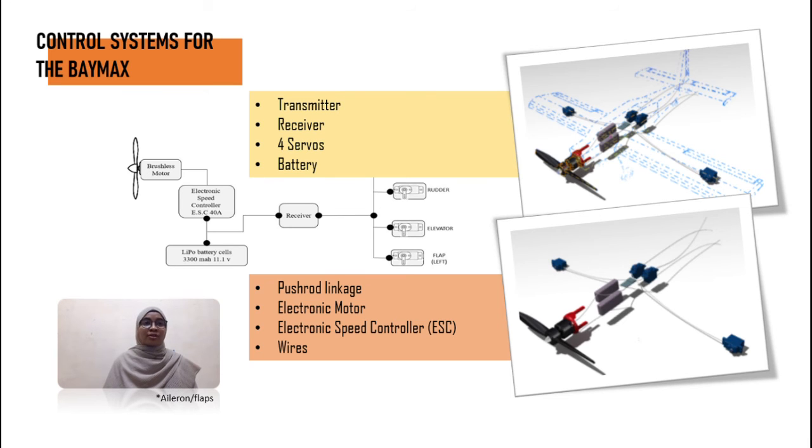There are 4 servos that are connected by wire and will control the aileron, the rudder, and also the elevator. And as you can see, the gray box represents the battery and also the electronic speed controller, and we also have the motor right after the propeller.